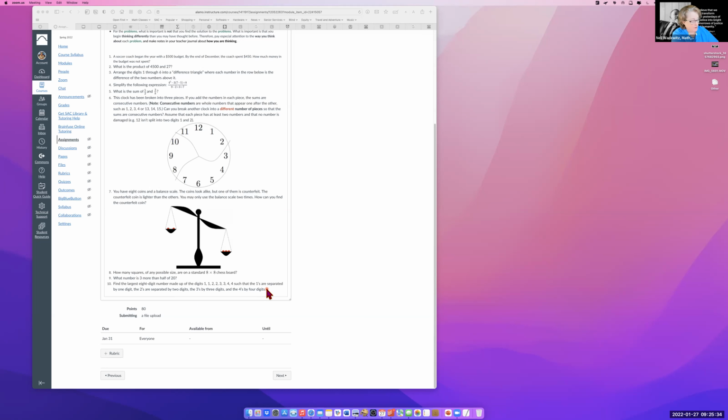Let's do that one. So we've got 1, 1, 2, 2, 3, 3, 4, 4. Gosh, it says the 1s have to be separated by 1 digit, the 2s by 2, the 3s by 3, and the 4s by 4.